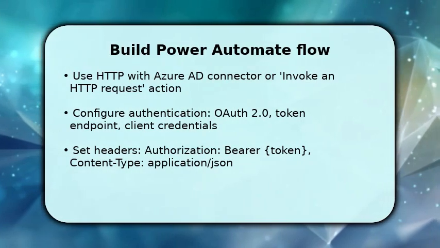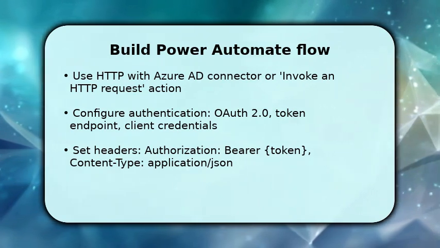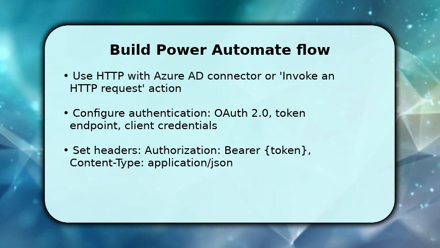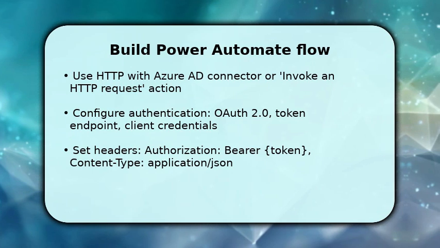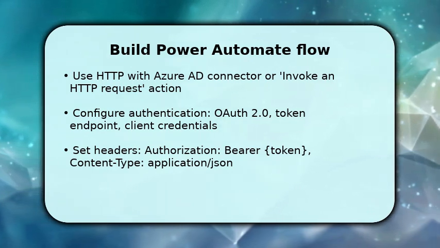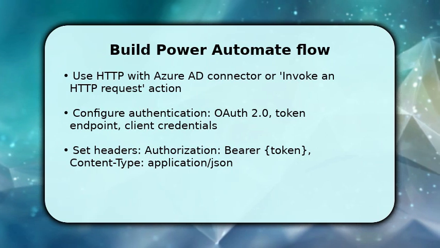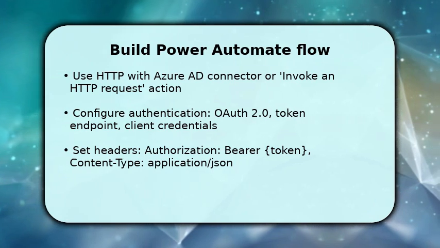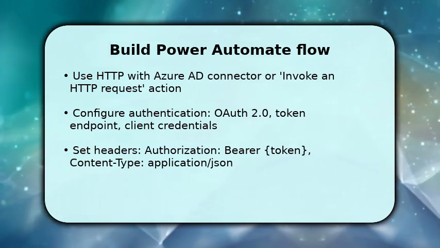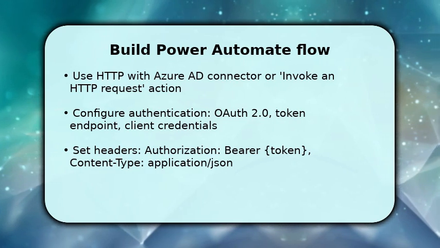Next, you build the flow that actually calls Microsoft Graph. Start with a trigger, then add an HTTP action, and choose Azure AD or OAuth details using your client ID, tenant, and secret. This handles token acquisition. Once you have a token, set the authorization header to bearer token and craft the request body and query parameters for the Graph endpoint you need.